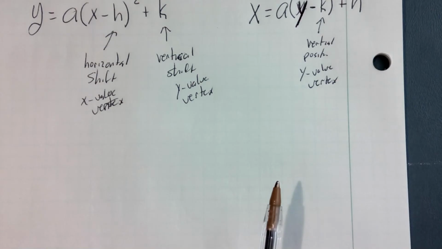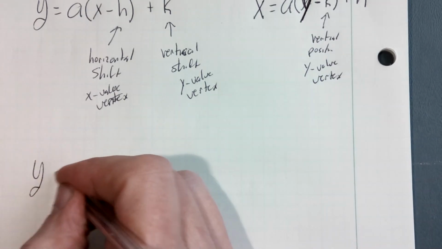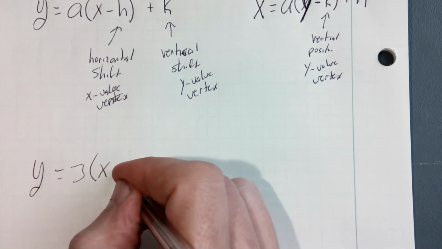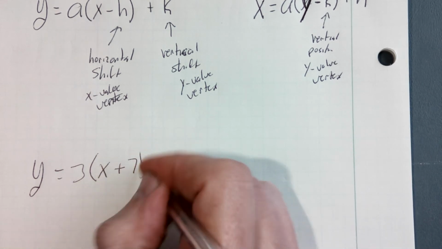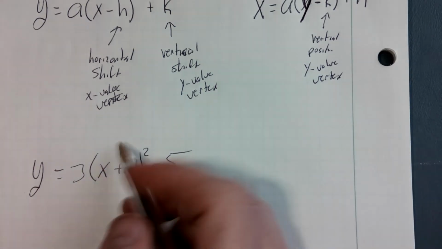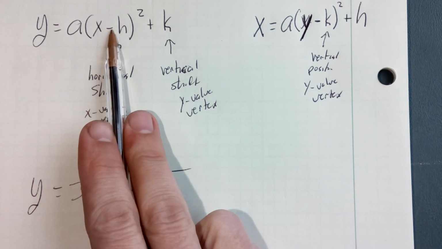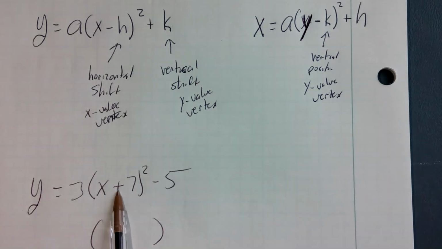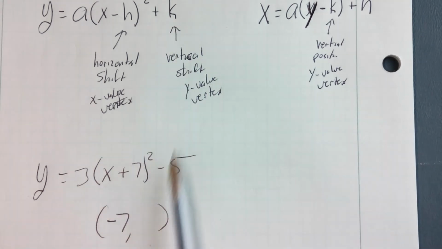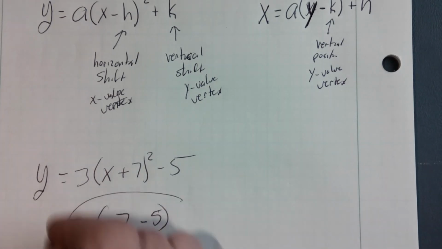So let's do a quick example. If I give you y = 3(x + 7)^2 - 5, then my vertex, again, looking up here, thinking of this as a minus, I got to do the opposite of this. My vertex would be -7, but I do want to use exactly what's here, -5. So that would be the vertex of my parabola.